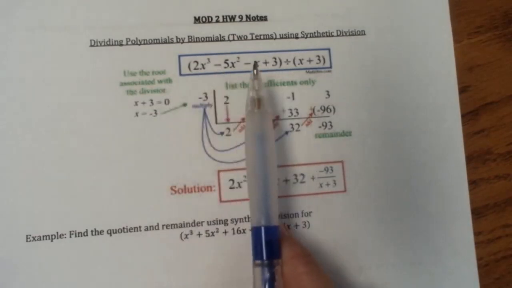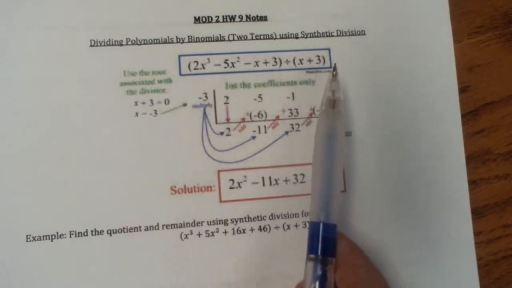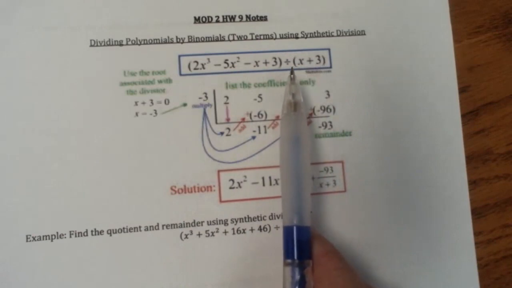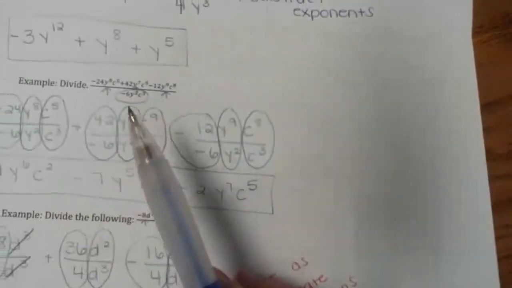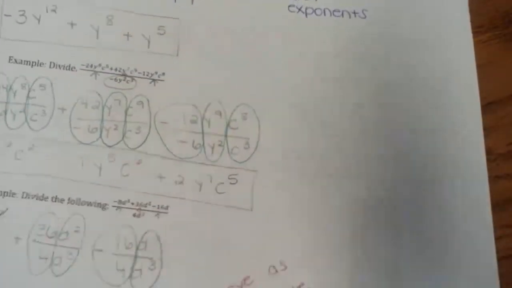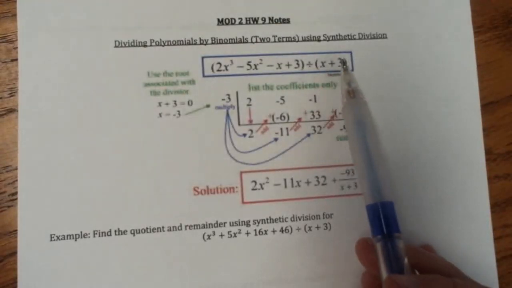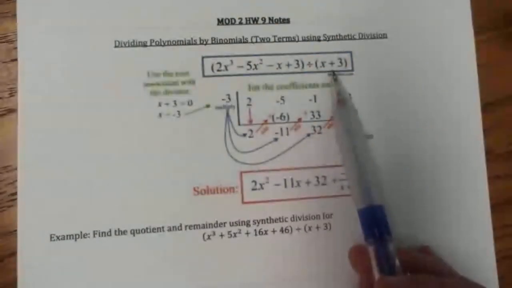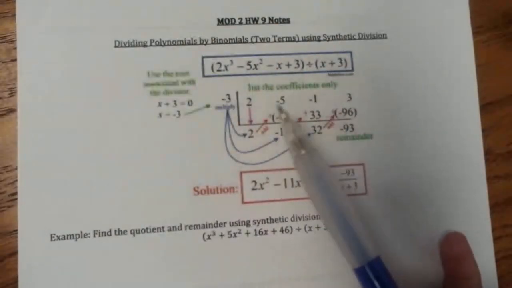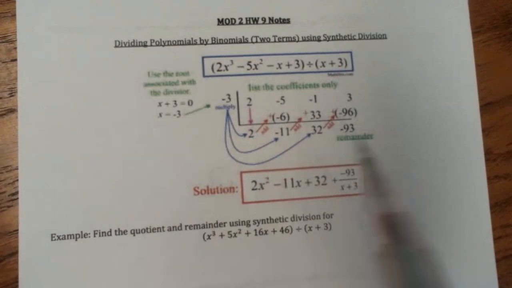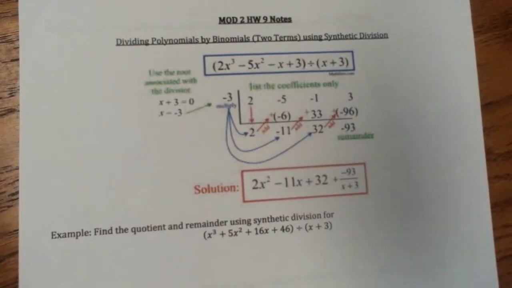2x cubed minus 5x squared minus x plus 3 divided by x plus 3. Now notice, compared to homework 8, we were dividing by one term. Now I'm dividing by two terms, x plus 3. Remember, terms are separated by addition and subtraction, so x is its own term, 3 is its own term, so dividing by two terms. So here's how we have to use this other division. I can't split it up like we did in homework 8.